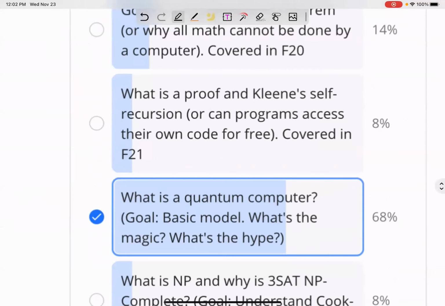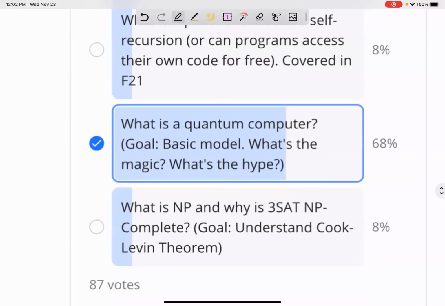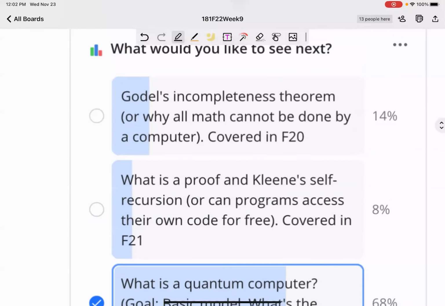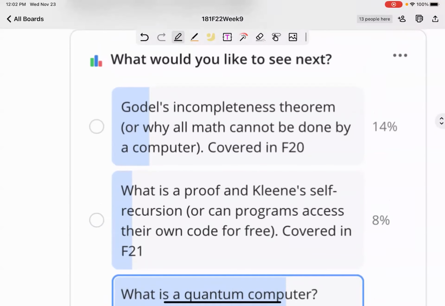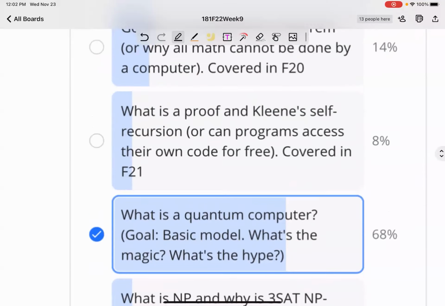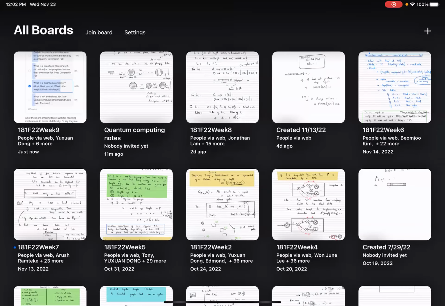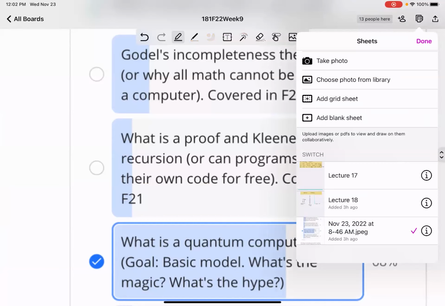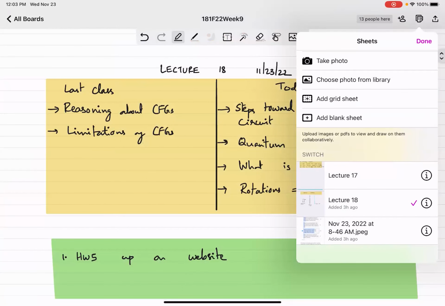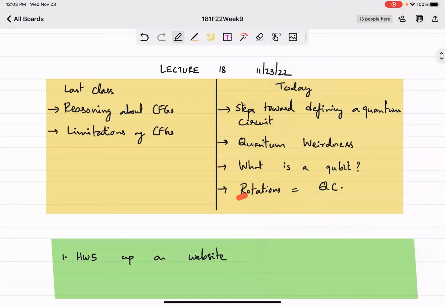I posted this poll on EdSTEM, and it seems like quantum computing was the most favorite topic by far. So I'll honor your wishes, and let's talk about quantum computing. Okay, so this is the first time I'm teaching it, so bear with me a little bit. Ask me lots of questions, give me more feedback as we go along.